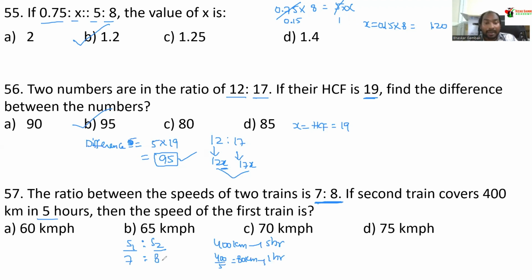See, if 8 parts is 80, then how much is each part? 10. But what is being asked? 7 parts. So 7 into 10 which is 70. So the answer is 70 km/h. Which is very simple logic, guys. It's easy. I hope everyone understood, guys. Good. Next one.